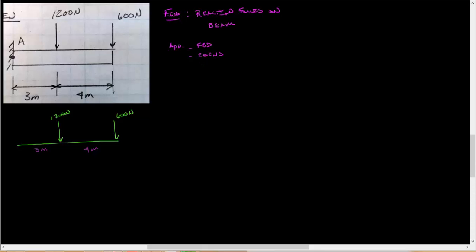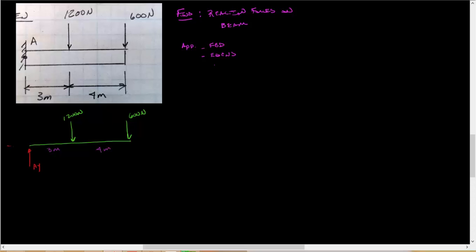Now let's look at my reaction forces at point A. So I have AY, I have AX, and I have my moment about point A. So these are the three reaction forces that I'm looking at. So I have moment about A, I have AX, and I have AY.